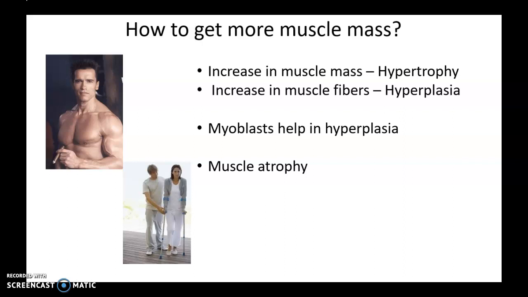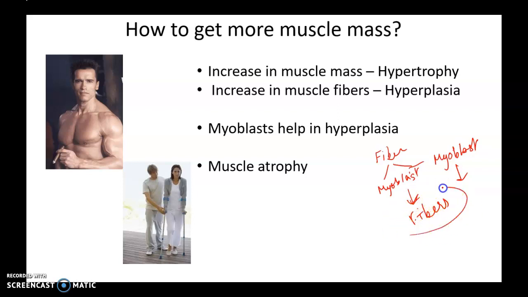So, myoblasts help in hyperplasia. If you have a muscle fiber, so let's say you have a muscle fiber that divides to form myoblasts. So you have two myoblasts now. And these myoblasts will then mature to new fibers, right? So you have more fibers. If you have more fibers, that is hyperplasia. Remember, that is very, very common when we are younger.